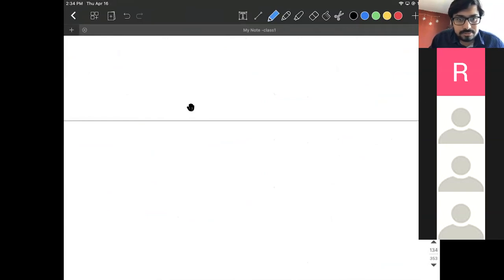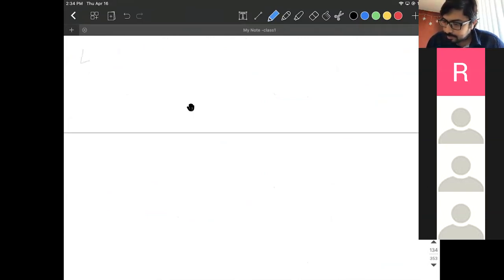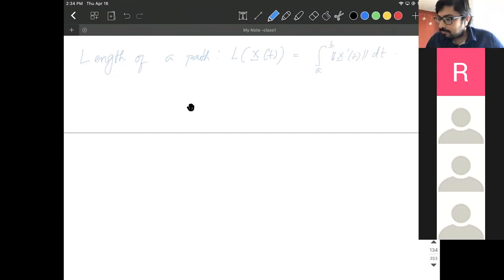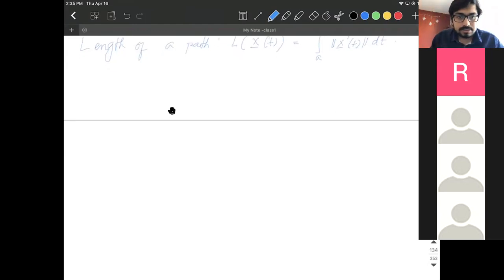Anyway, let's rewrite the formula. So this was the length of a path, just the integral from a to b of the norm of x prime of t dt. Okay, and let's see if it actually gives the length in some examples.